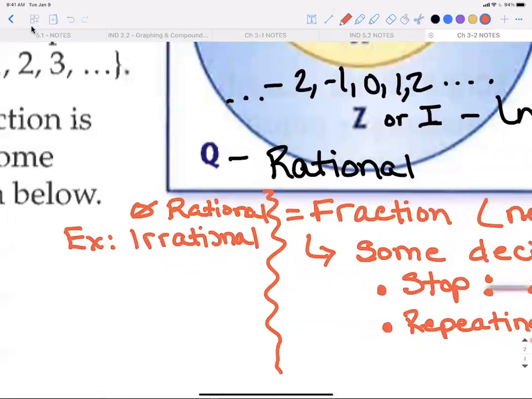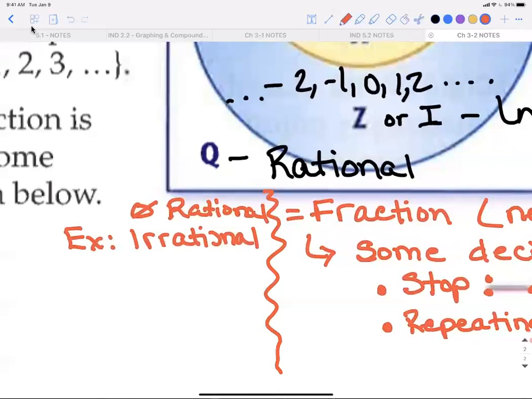I think every family has a crazy aunt, right? At a family reunion or get together, they just go on and on and on, and they never stop talking, and they don't make any sense, and you think they're crazy, right? They're irrational. Irrational numbers go on and on and on with no pattern. They don't stop, they don't repeat, they just never end, okay? So think of your crazy aunt when you're trying to think of irrational numbers, right?